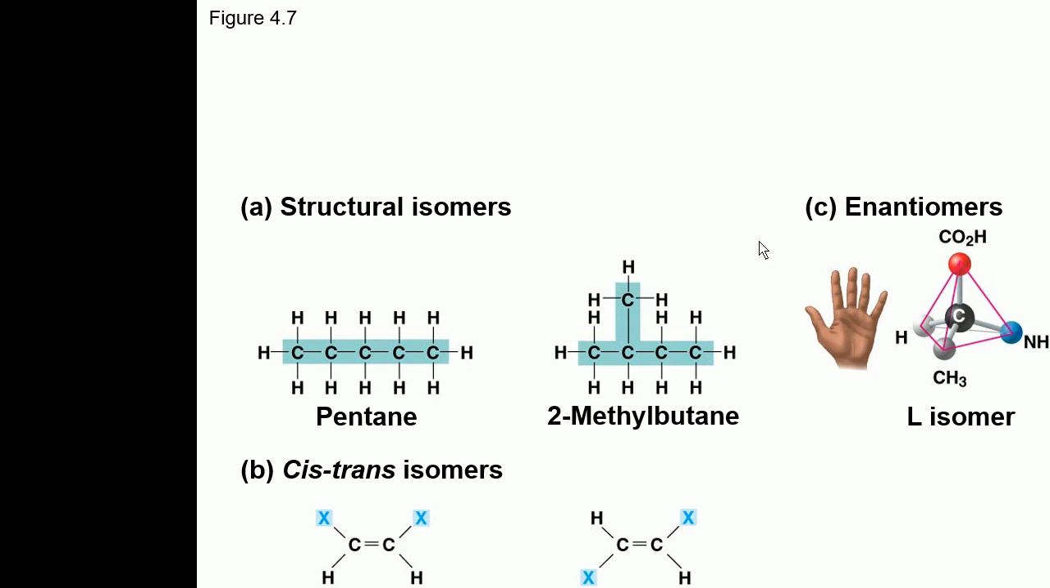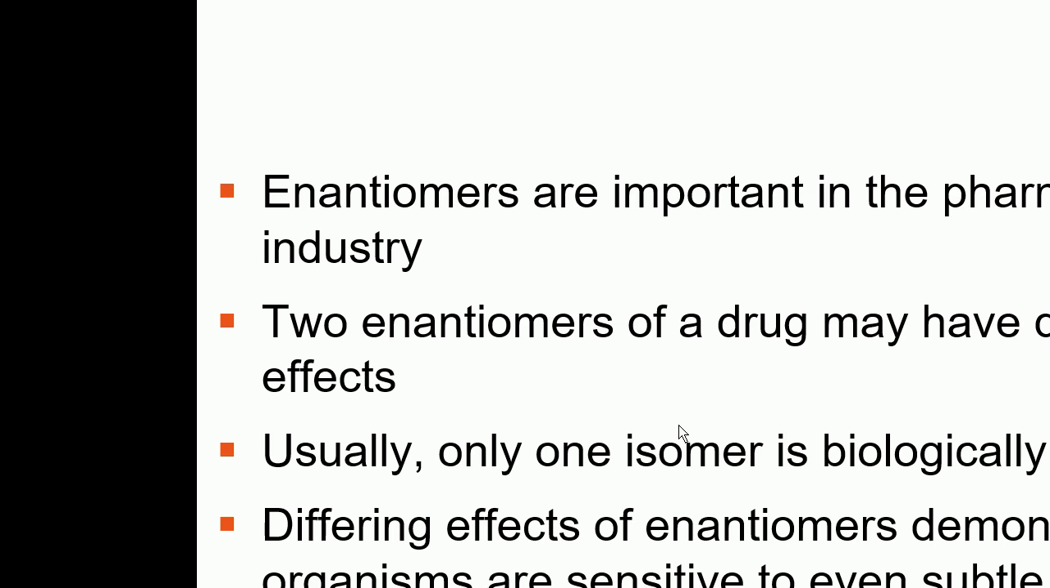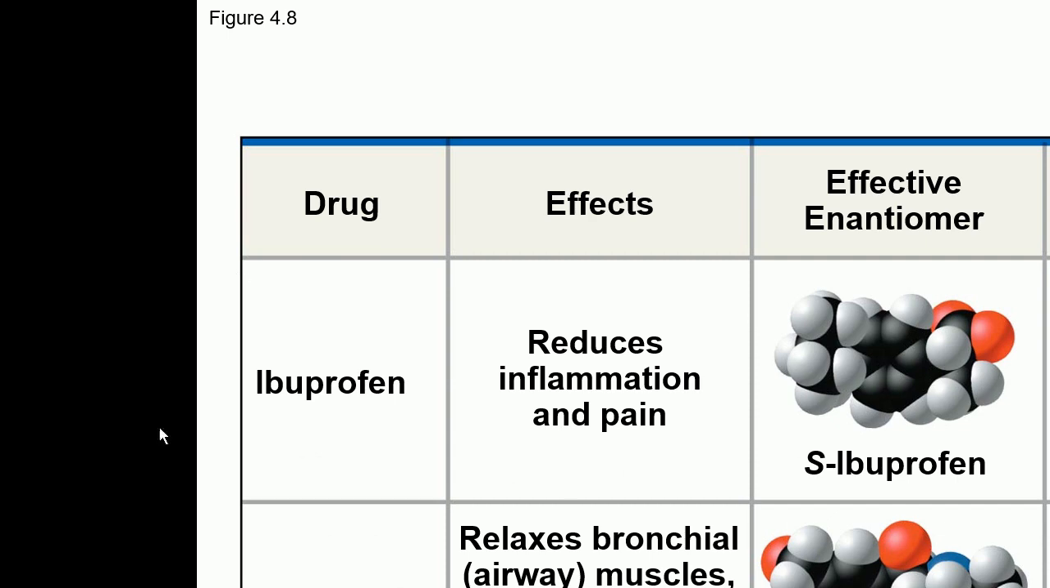Now enantiomers are the mirror images of each other. They are like the left and the right hand. Enantiomers are important in the pharmaceutical industry. There are many drugs like ibuprofen or albuterol that have enantiomers, and one of the enantiomers is active. Ibuprofen is a painkiller, and albuterol is a drug given to asthma patients so that their bronchial airways are relaxed. All these drugs have 2 enantiomers, but one of the enantiomers is effective and the other is ineffective.